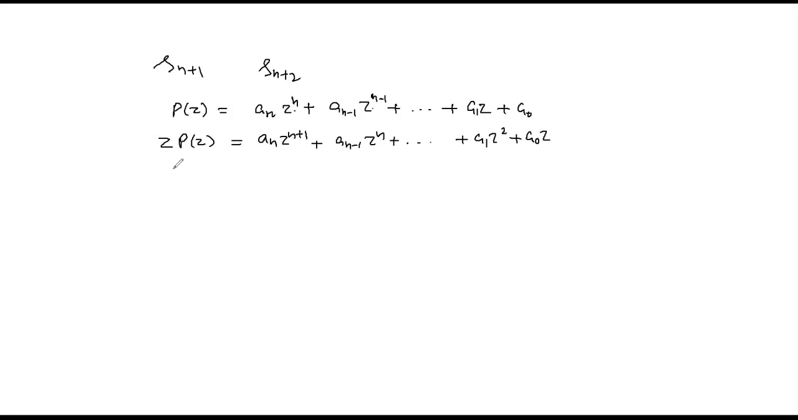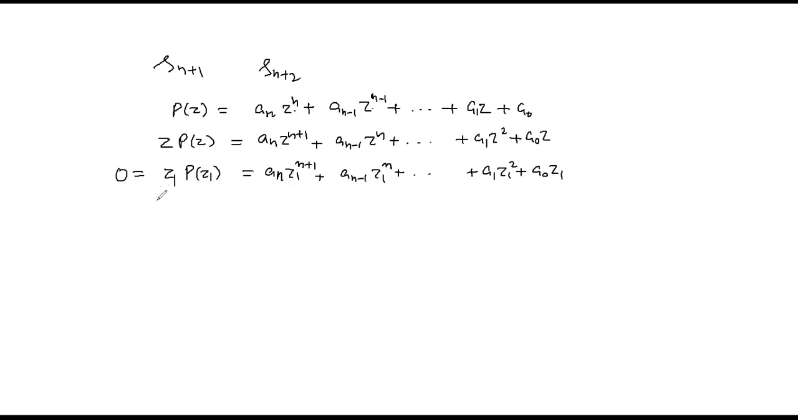And of course if I substitute Z1, I would get Z1 into P of Z1, and since this is 0, this should be 0. So I would get an into Z1 raised to power n plus 1 plus an minus 1 into Z1 raised to power n plus A1 into Z1 square plus A0 into Z1 is 0.